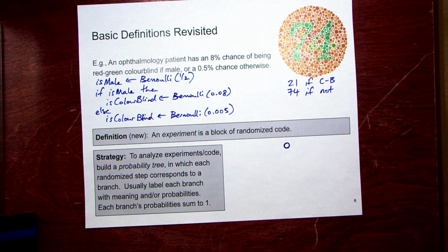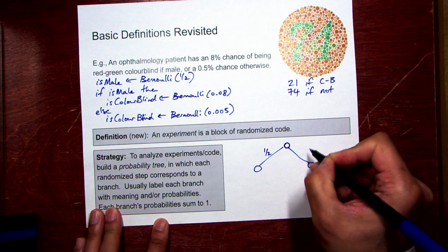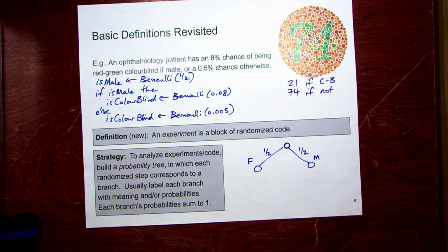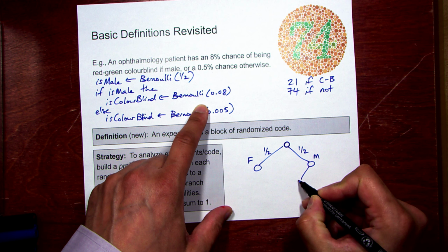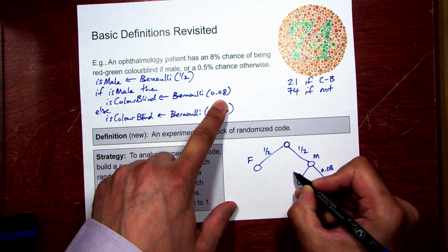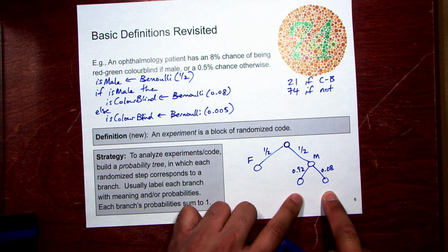So the initial thing is a coin toss, where it's 50-50 between male and not male. And you write on the branches the probability such that they all sum to 1. Okay, if male, then we toss another coin, and that coin will be 0.08 in one direction and 0.92 in the other direction, signifying colorblind or not colorblind.